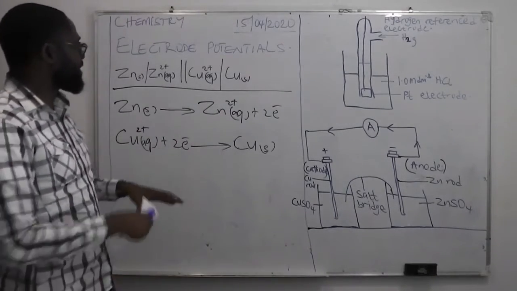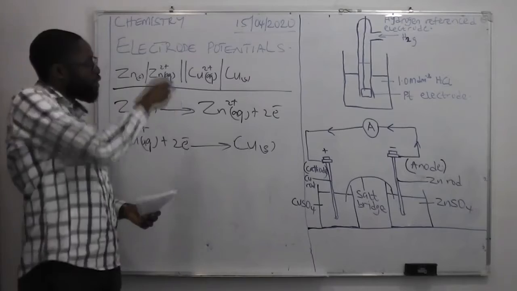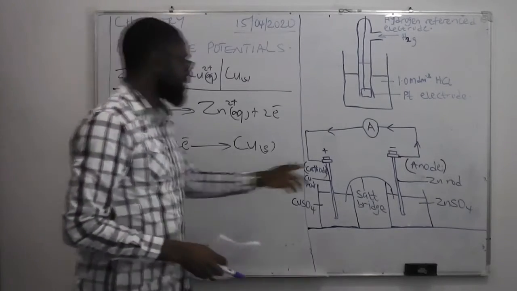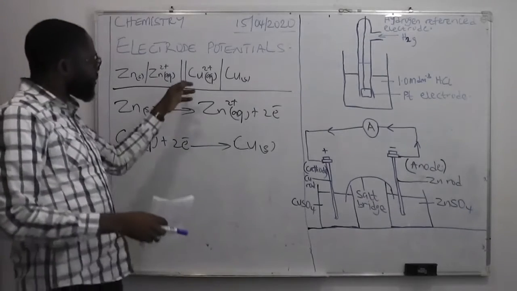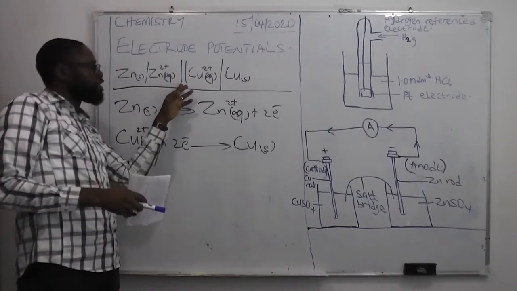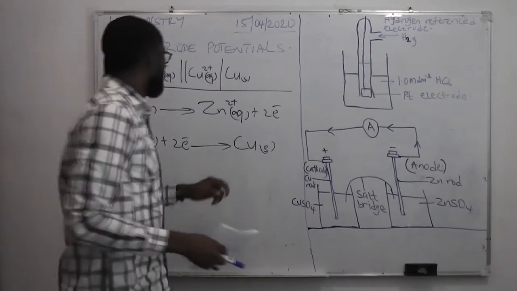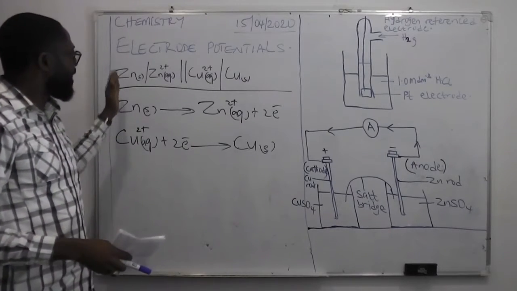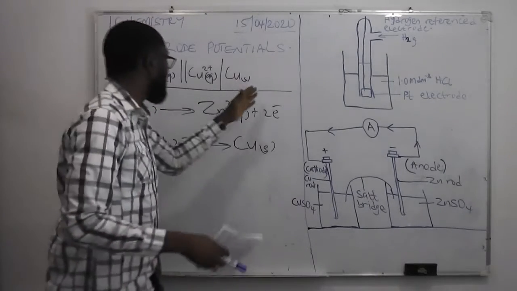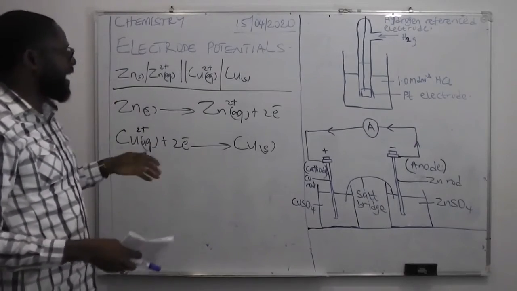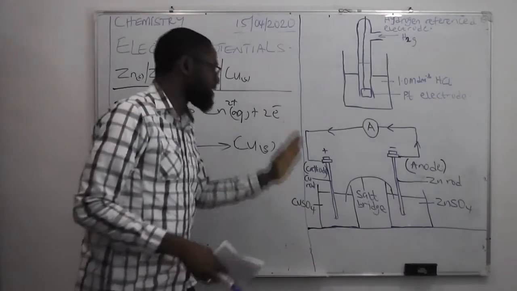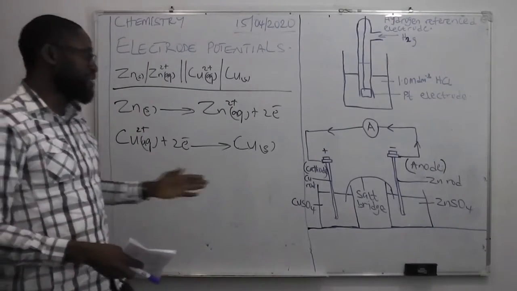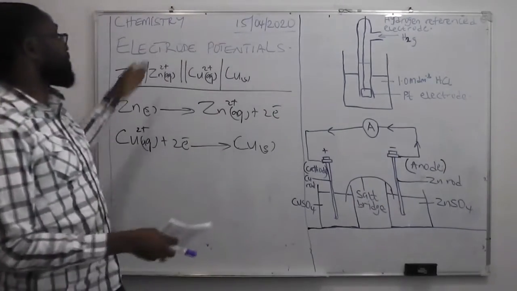If you can see from this, we have the double vertical lines. The double vertical lines represent the salt bridge, as you can see here. That is the purpose of the double vertical line in this short diagram. Then the single vertical line between zinc metal and the zinc ion, and the copper metal and the copper ion, represents the phase boundary. That is the boundary between the solid and the solution. So this is directly represented here.